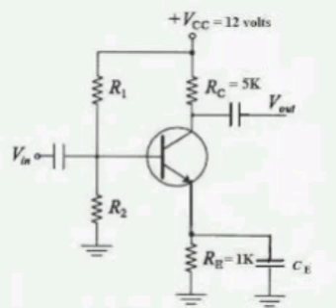Question 5B. A 555 IC is connected as shown in the figure below. Determine the frequency of oscillation and the duty cycle. Assume that the diode is an ideal diode.